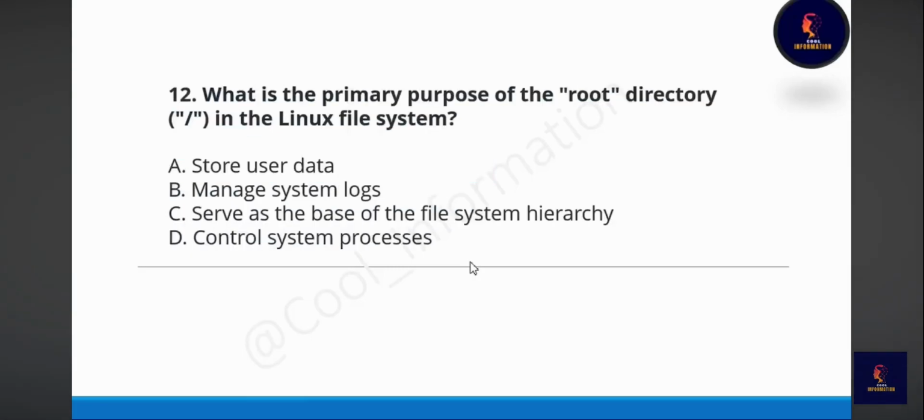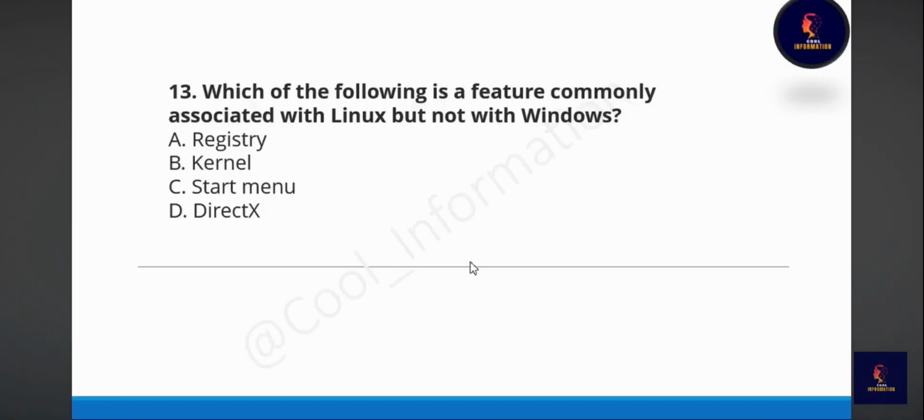Next question. What is the primary purpose of the root directory / in the Linux file system? Correct option is option number C, serve as the base of the file system hierarchy. Next question. Which of the following is a feature commonly associated with Linux but not with Windows? Options are registry, kernel, start menu, or DirectX. Correct option is option number B, kernel.